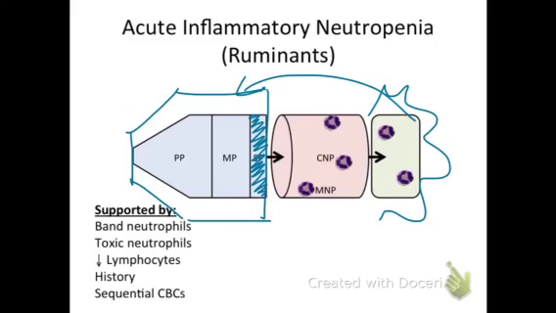However, if the inflammation persists, then the bone marrow will undergo hyperplasia, and you would expect the neutrophils to return within the normal reference interval or be increased above the reference interval, typically within 3 to 7 days. Support for evidence of this type of neutropenia would be other evidence of inflammation, so band neutrophils, toxic neutrophils, and also evidence that this is an acute disease in a ruminant. So lymphopenia, an acute history of onset of disease, or if you do sequential CBCs, there's improvement of the neutropenia to within normal limits or above normal limits within 3 to 7 days.